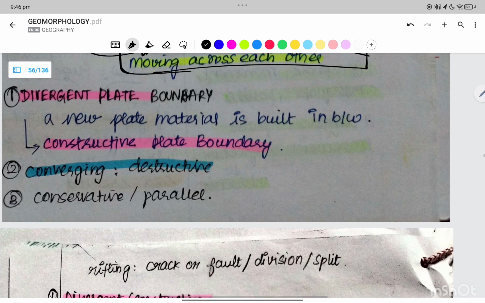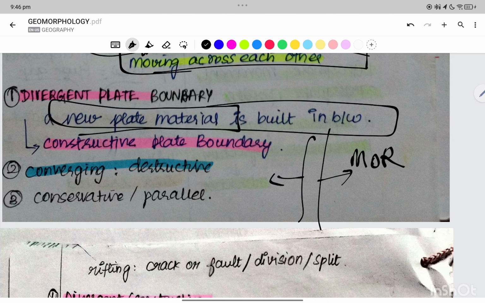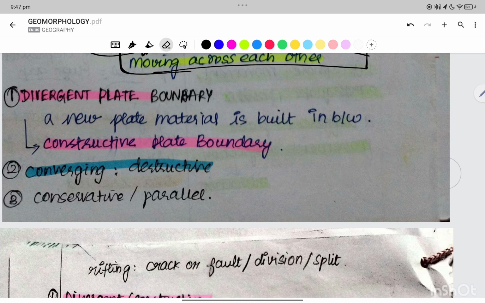At a divergent plate boundary, new plate material is built in between, because of the mid-oceanic ridges.